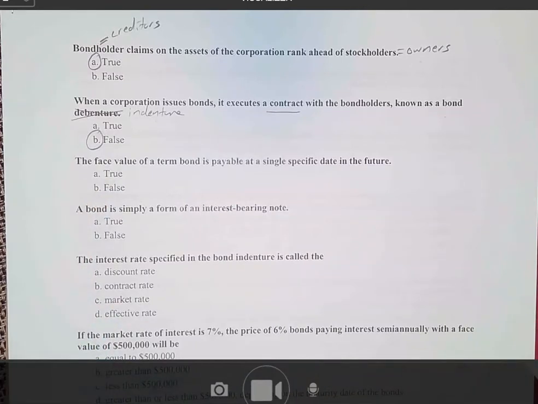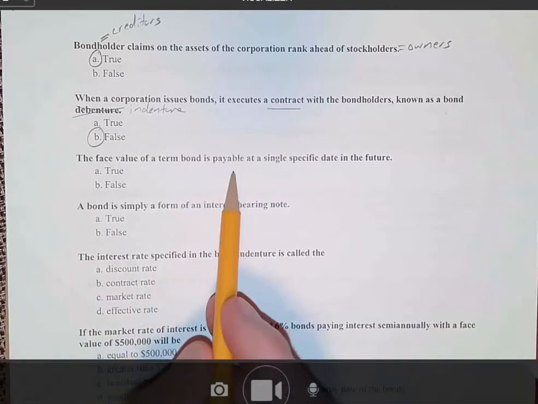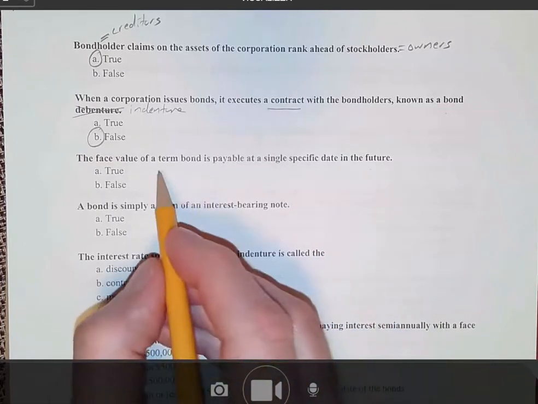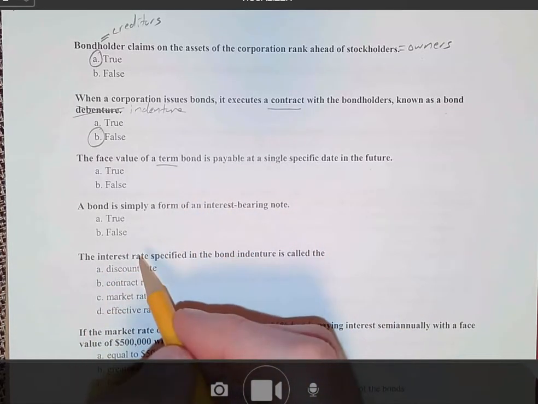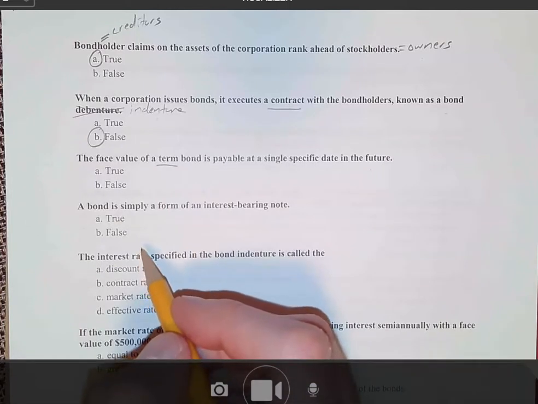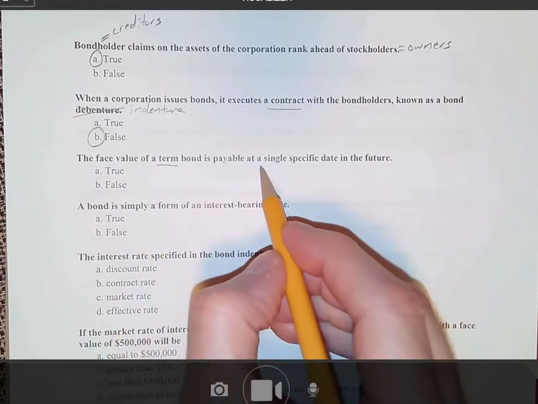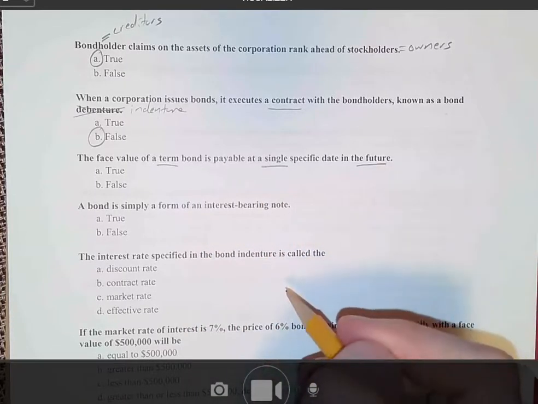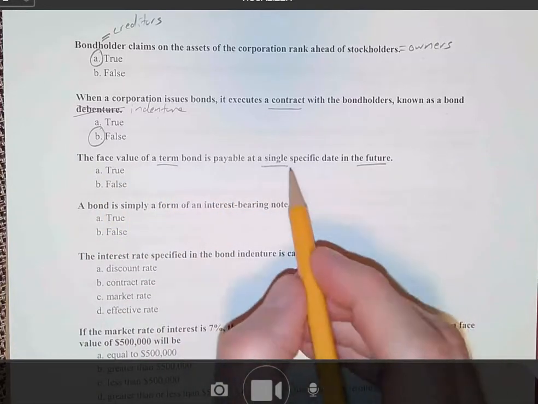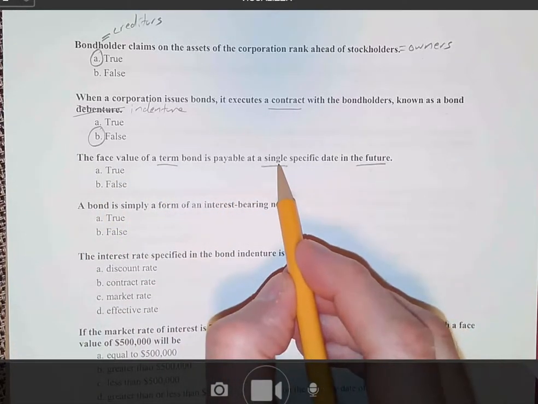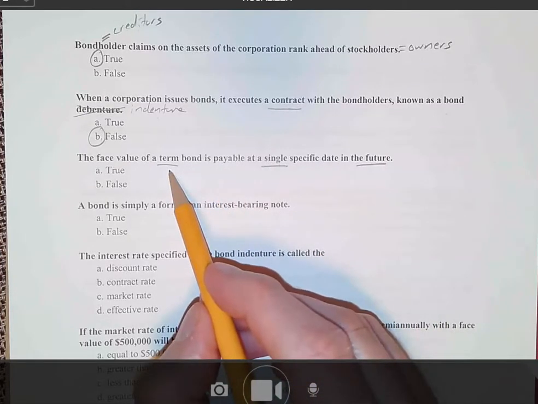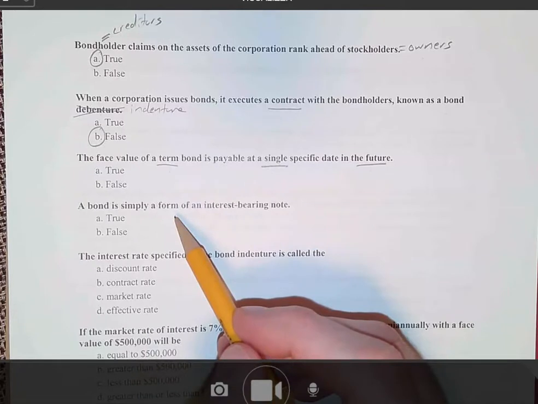Face value. The face value of a term bond is payable at a single specific date in the future. So a lot of things going on here. We've got a specific type of bond, a term bond. Most bonds are term bonds. And we're talking about a single date in the future. What they're getting at here with single is they are trying to differentiate a term bond from what we call a serial bond. Serial bonds have multiple maturity dates.